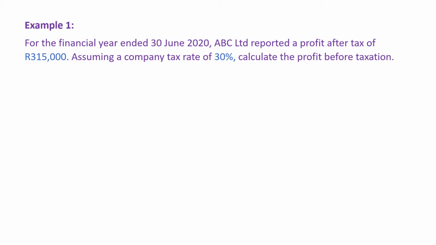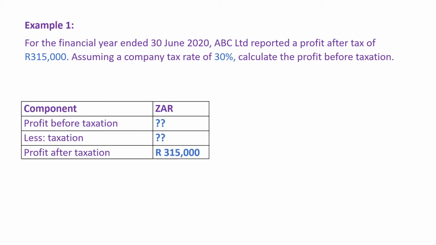For the financial year ended 30th June 2020, ABC Limited reported a profit after tax of 315,000 rands. Assuming a company tax rate of 30%, calculate the profit before tax. As this is a very easy example, I encourage you to perhaps pause the video and try this out on your own. So how does one do this?